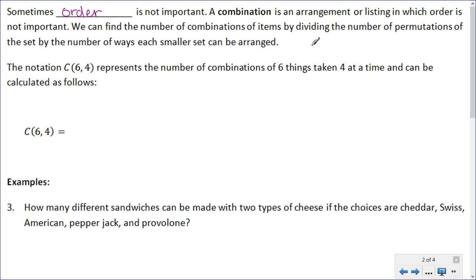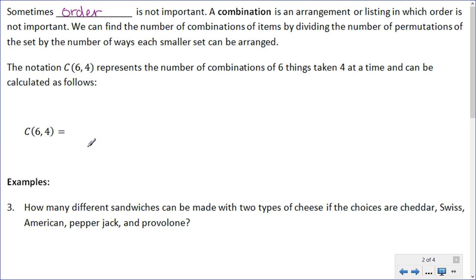The order does not matter. You're just choosing a group of things. So the notation C(6, 4) represents the number of combinations of 6 things taken 4 at a time. So 6 to choose from, and you're going to choose 4 of them. And it can be calculated as follows.